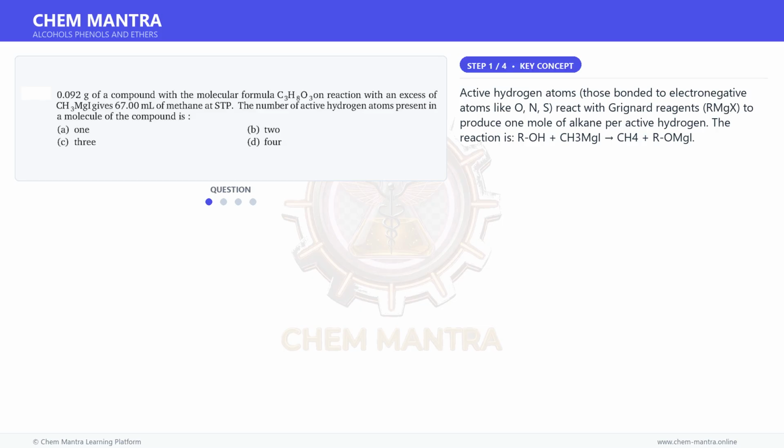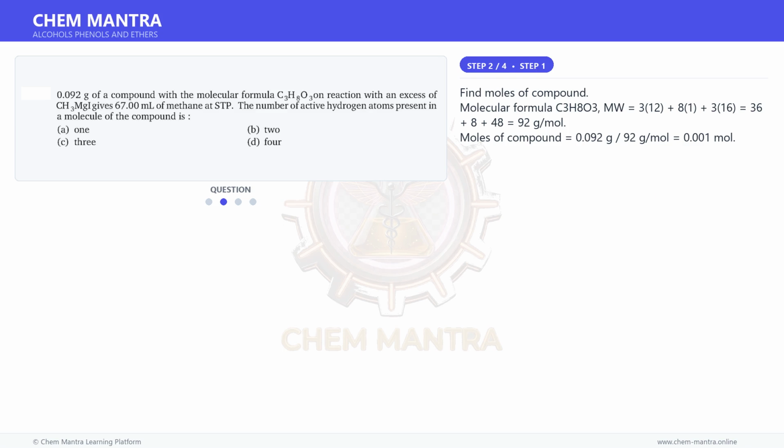Active hydrogen atoms, those bonded to electronegative atoms like O, N, S, react with Grignard reagents, RMgX, to produce 1 mole of alkane per active hydrogen. The reaction is ROH plus CH3MgI gives CH4 plus ROMgI.